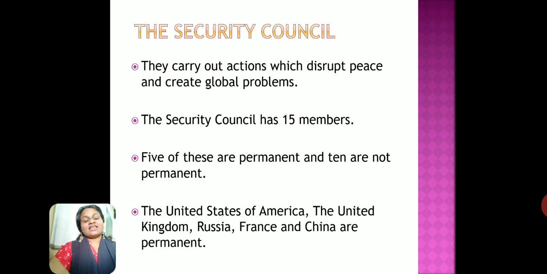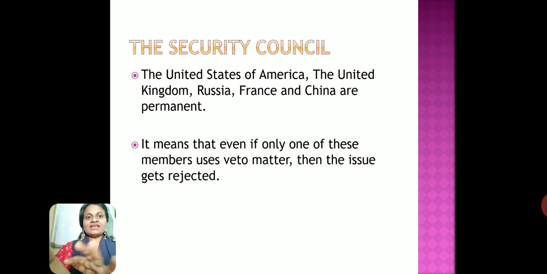Now, who are the permanent members? Some of the permanent members are the USA, which is the United States of America, United Kingdom, Russia, France and China. These are the permanent members of the Security Council. And these are permanent and they have the right to veto. What does veto mean?